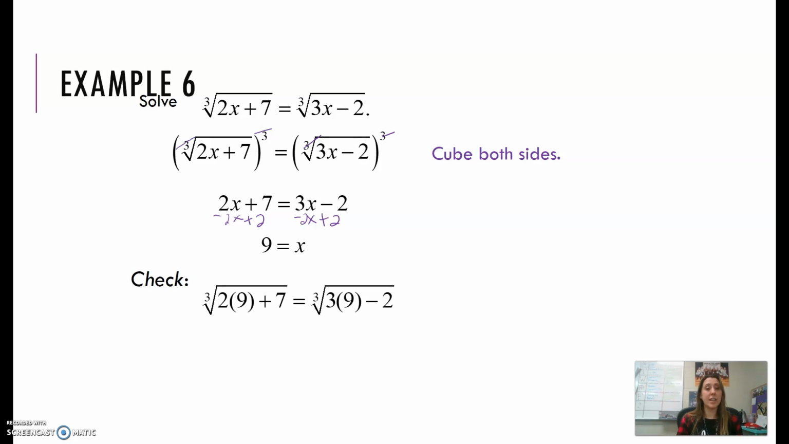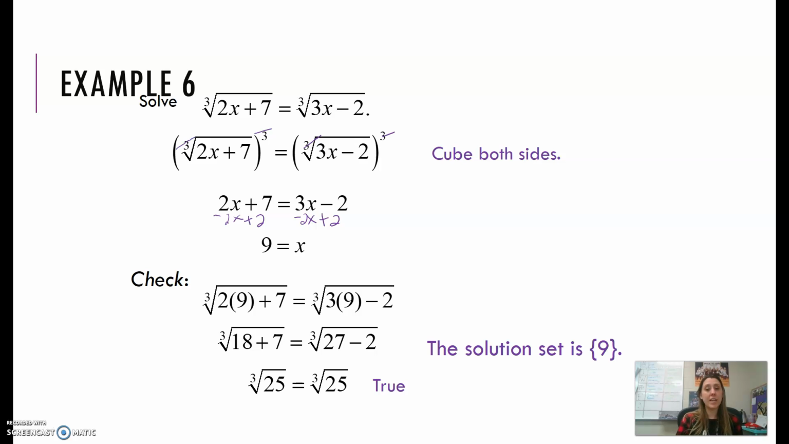And now I just have to check it. So I get 2 times 9 plus 7, which is going to be 18 plus 7, and the cube root of 9, so 27 minus 2. I end up with the cube root of 18 plus 7, cube root of 17 minus 2. I get the numbers underneath that. I get the cube root of 25 is equal to the cube root of 25. This is good enough for my answer. I don't need you to tell me what the cube root of 25 is. You can leave it just like this. And that is true. I've checked my answer, I've solved it, and I am done.